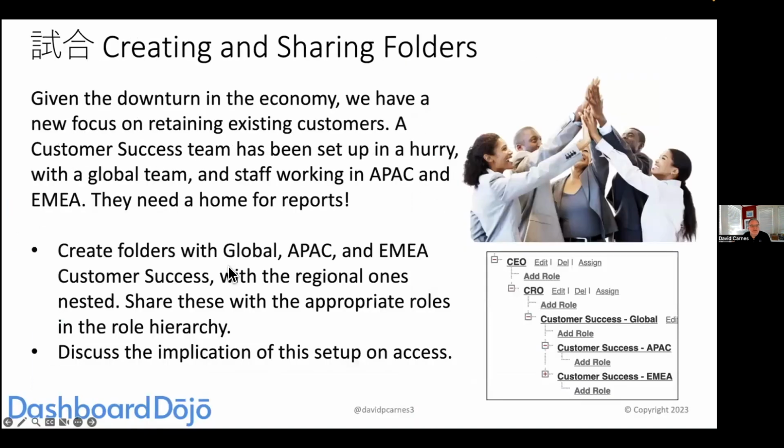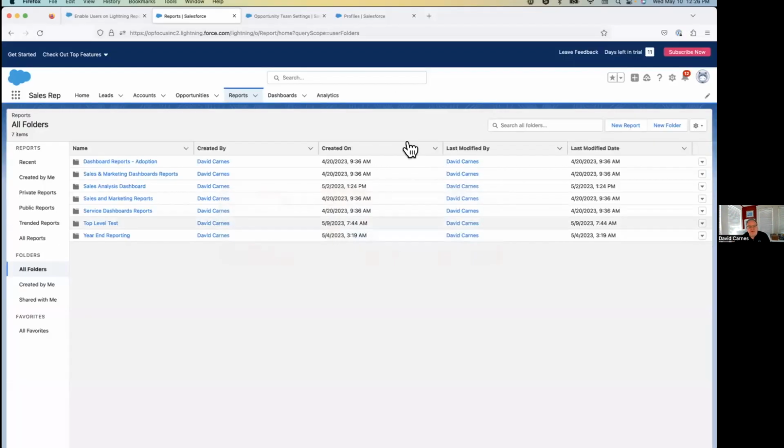So I think I've got a very simple thing here. Let's go through it. Given the downturn in the economy, we have a new focus on retaining existing customers. A customer success team's been set up in a hurry. And we have a global team, and then we have staff working in Asia Pacific and EMEA, and they each need homes for reports. So we're going to create 3 folders and then deal with the sharing.